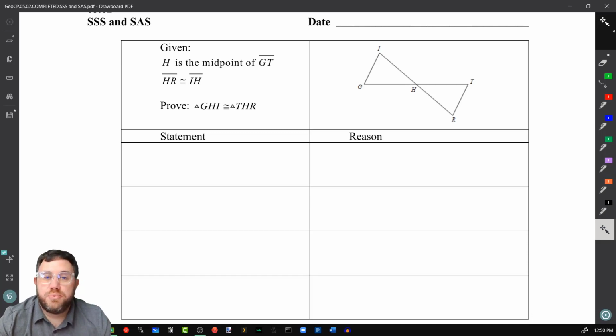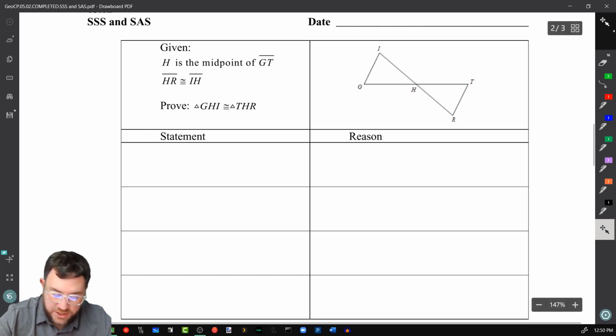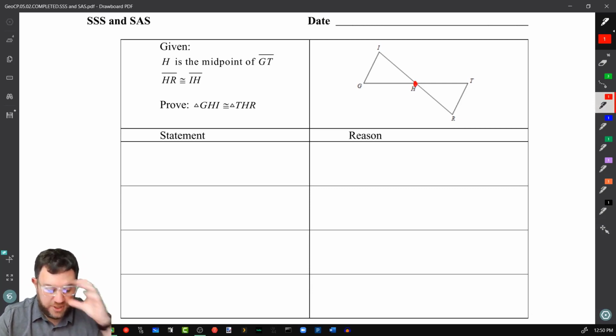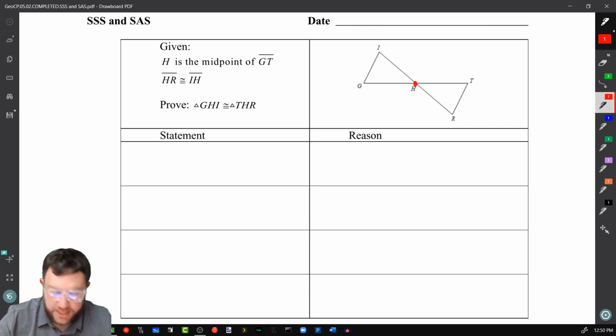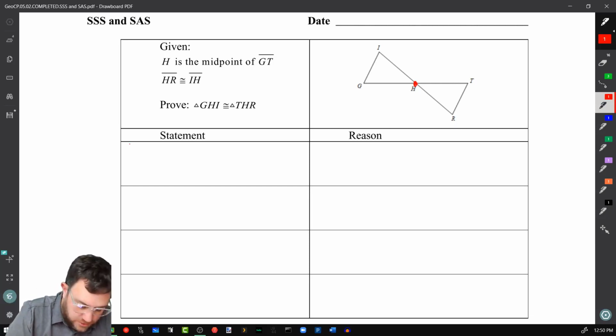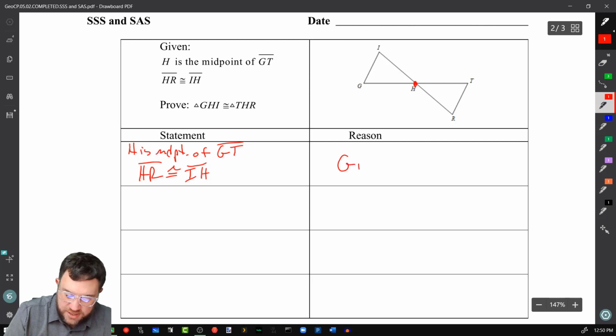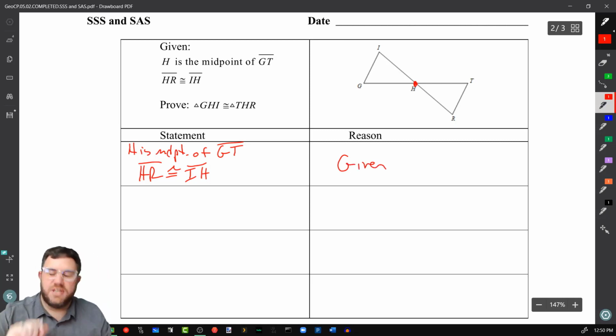Now we're going to do some proofs together that prove two triangles are congruent. So we are given H is the midpoint of GT, and we know HR and IH are congruent. So first thing let's do is write down our given. So H is midpoint of GT, and HR is congruent to IH. Our reason is given. Before we do anything else, let's draw that in the figure.